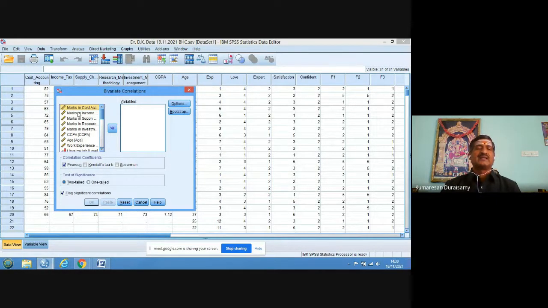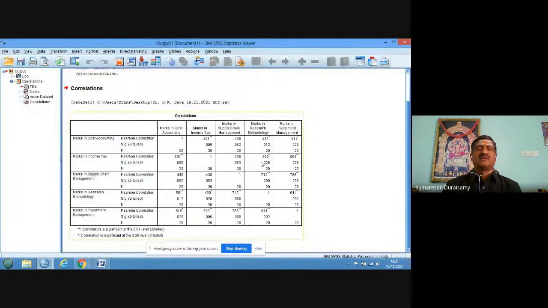So here marks are given for 5 subjects. I have selected them. See here, only 1 box is given. As I told you, no dependent or independent variable. All the variables are taken together. Okay. That's all. Click OK. Look at the results.